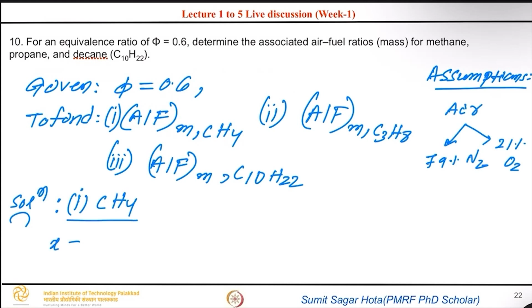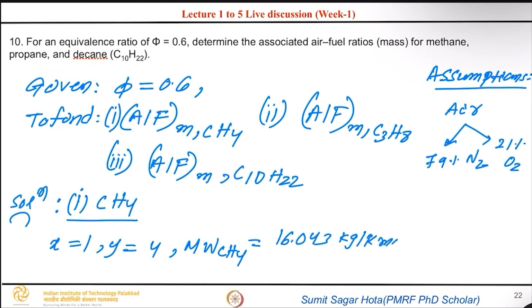Now x is equal to 1, y is equal to 4, because it is C1 and H4. Molecular weight of CH4 also you know, that is 16.043 kg per kilomole. Always remember kg per kilomole is the molecular weight. Now what is the A value we can get here?